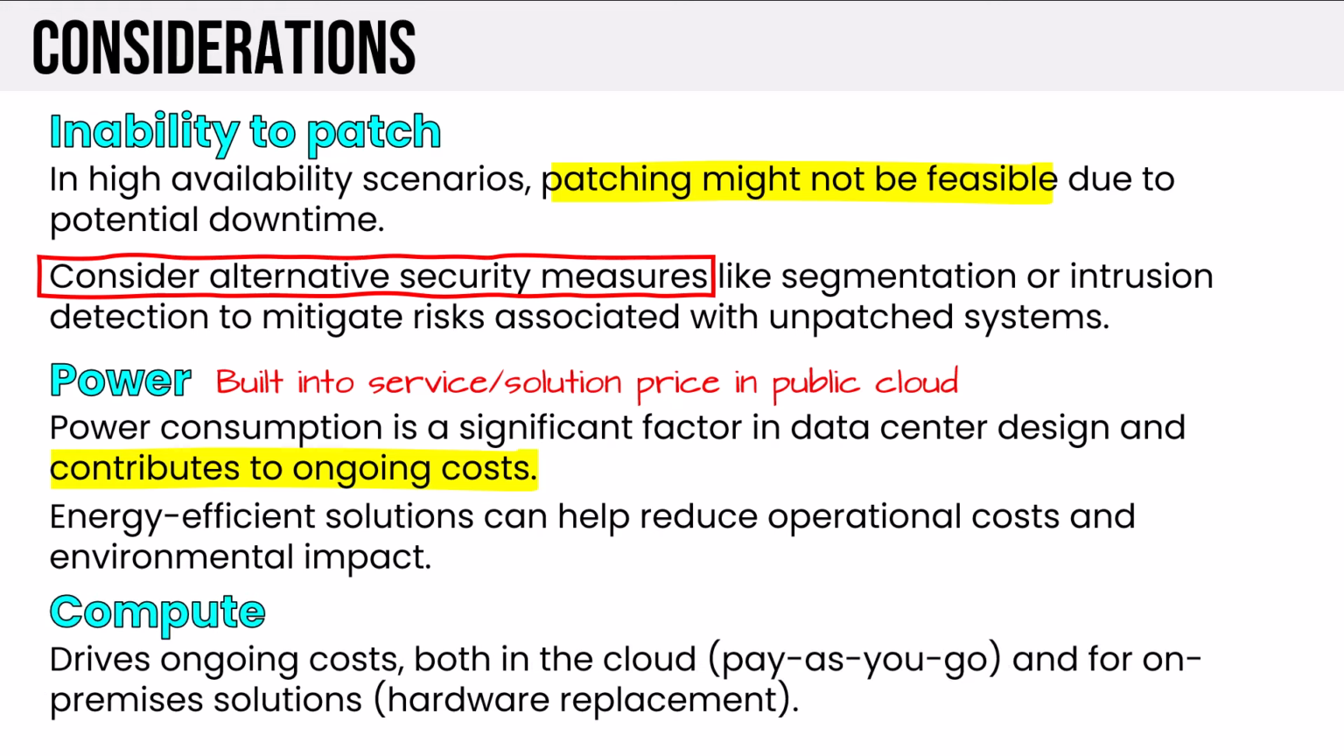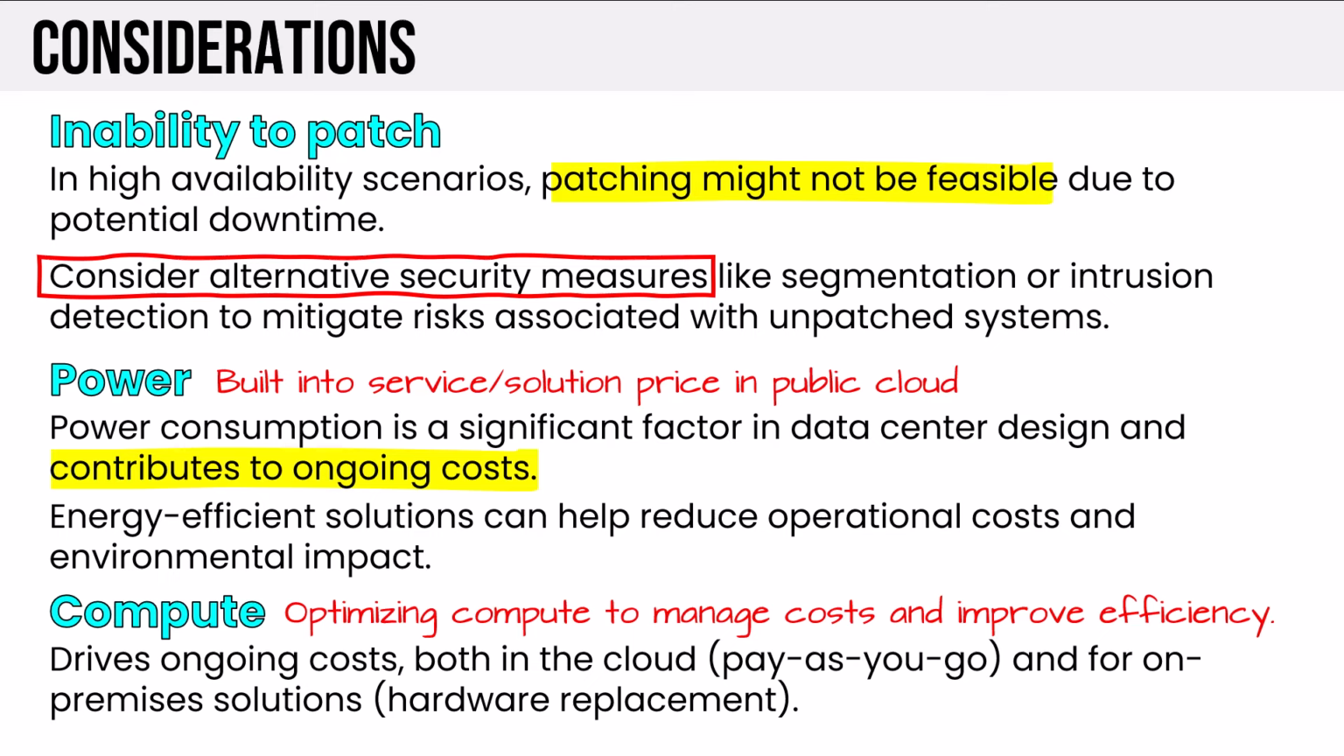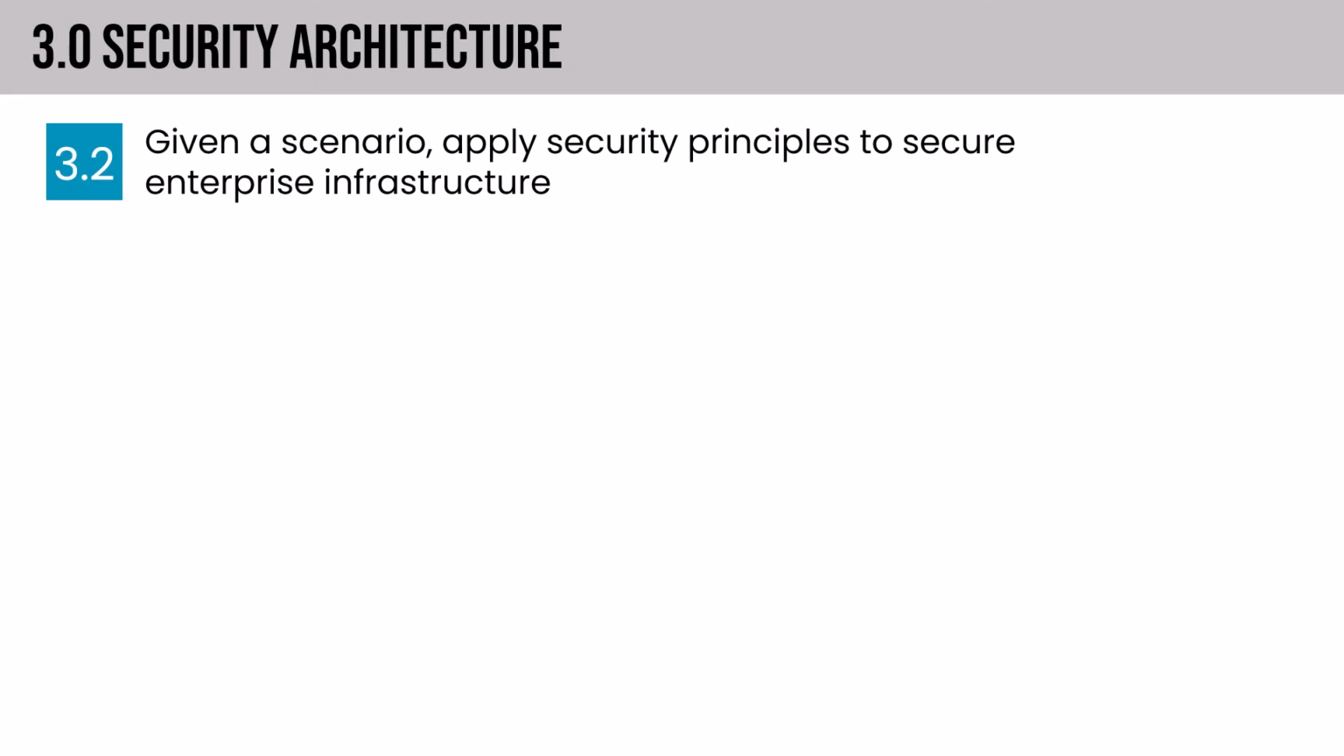And finally, we have compute, which drives ongoing cost, both in the cloud, where we're paying as we go, paying for what we use, and on premises, where we are responsible for all the cost, including hardware replacement. And so optimizing compute to manage cost and improve efficiency is going to be important. And that may lead us to choose one of these architecture models over another. For example, we might opt for that container solution because we can basically achieve greater density with our compute, optimizing our spend.